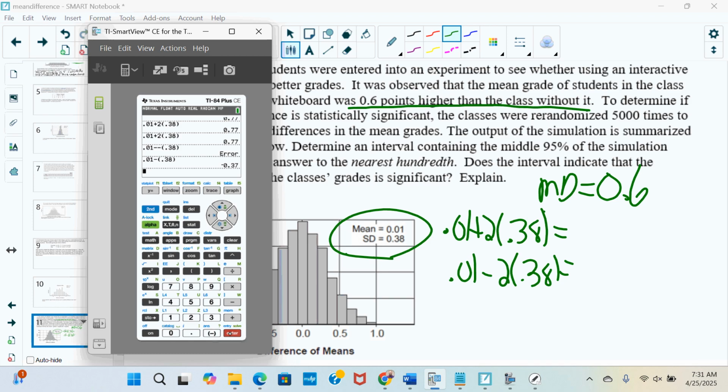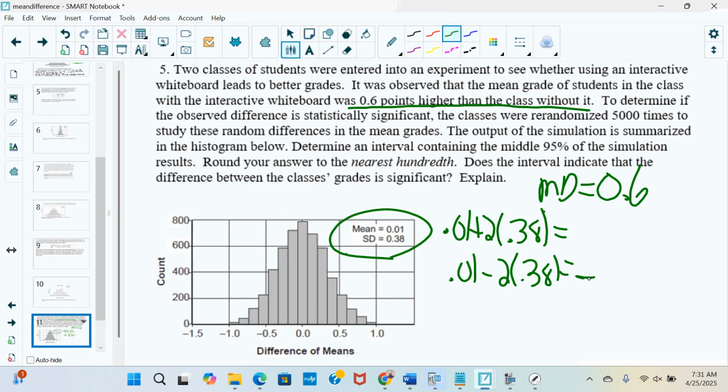So I have negative, 0.01 minus 2 times 0.38, negative 0.75, and 0.77. So those are to the nearest hundredth already, so they're good. So I have negative 0.75 to 0.77. That's the range of expected values due to random chance.